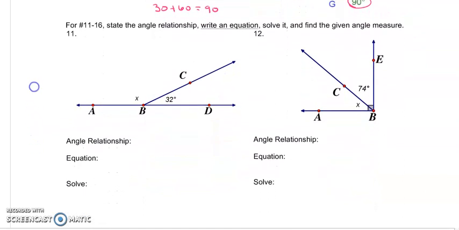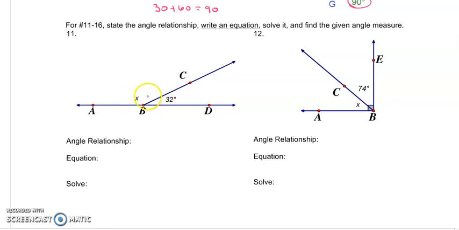As we look at these, we have to decide what's the relationship between the angles. Are they vertical, are they supplementary, or are they complementary? And that will help us decide what kind of equation we want to come up with. So for the next several, I'm going to help you with the setup, and then I'm going to have you pause it and actually solve the equation on your own. So let's look at the first one.